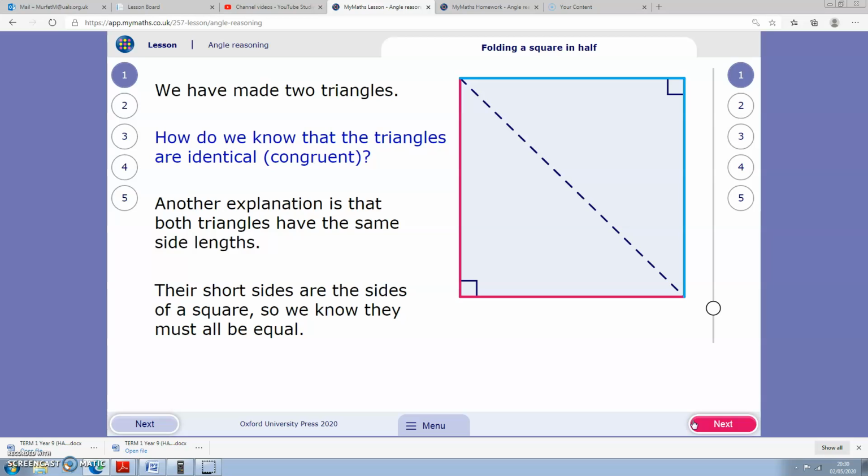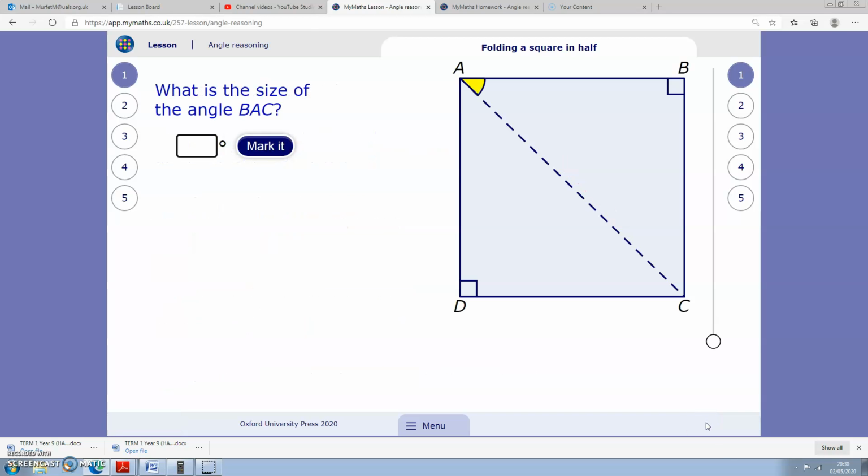Another explanation is that both triangles have the same length sides. So again, we've got 2 isosceles triangles because this length is the same as this length and this length is the same as this length. So therefore we know that they must all be equal. They share the longest side being the hypotenuse.